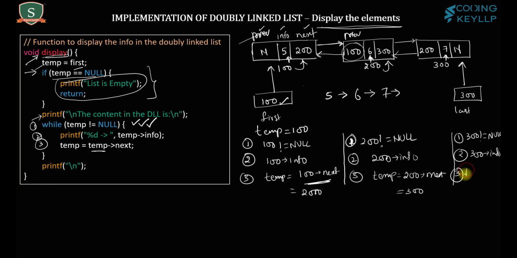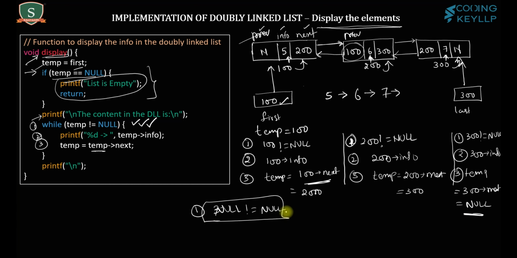Third step, temporary is equal to 300 of next. So what is 300 of next? Null. So now temporary is equal to null. Since we are in the loop, what happens? Null not equal to null. The temporary value has been updated to null, so null not equal to null, condition failed. So it comes out of the loop. So we have traversed from starting to ending: 5, 6, 7.